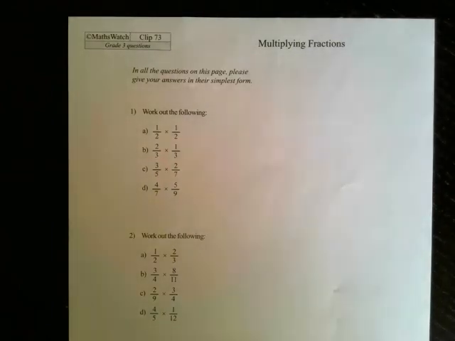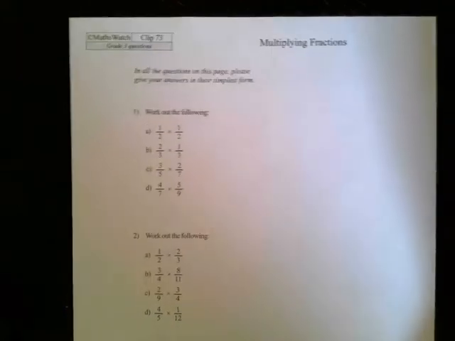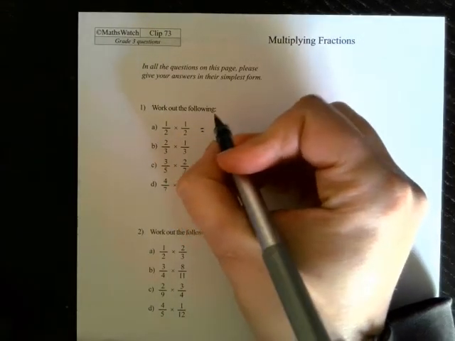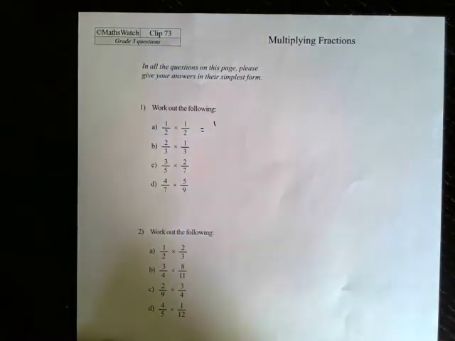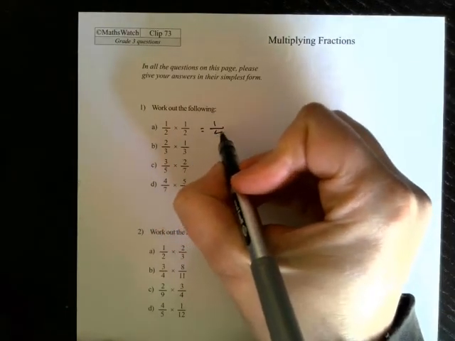Okay, so here are the worked solutions for the multiplying fractions worksheet that you had from last week. Multiplying fractions, numerator times numerator gives us our new numerator. So for this one, 1 times 1 is 1, and denominator times denominator gives us our new denominator. 2 times 2 is 4.